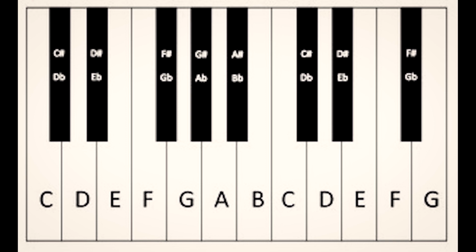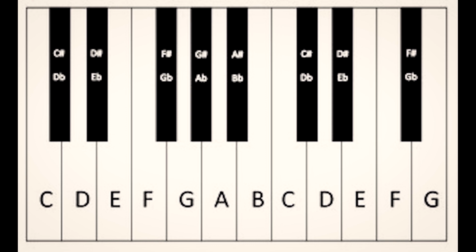Now we will come to the flats. Flat means lower. Now if we look at the first black key again, which we know as C sharp till now, this black key is also just lower to D, right? So now this key can also be called D flat because it is lower to D.